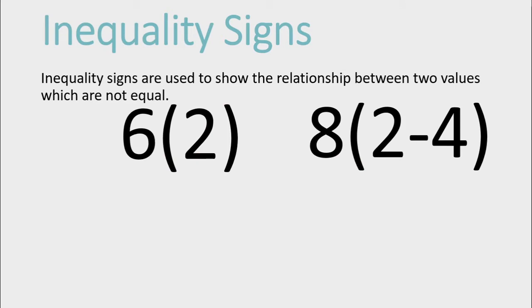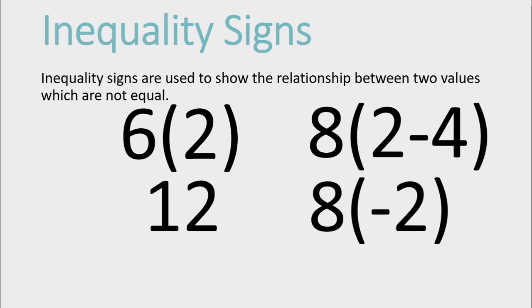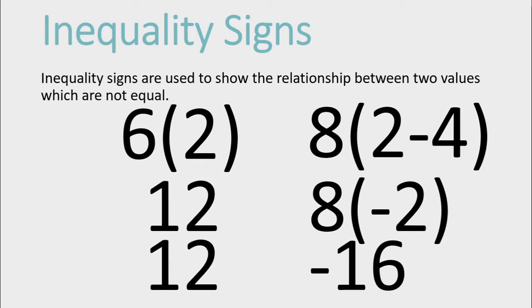Again, here's an example of two expressions which are not equal. 6 times 2 is 12, and 8 times, in brackets I've got 2 minus 4, that's 8 times minus 2. 8 times negative 2 is negative 16. So here clearly 12 is not equal to negative 16. 12 is bigger than negative 16. So I'll put this symbol here where I've clearly pinched down the smaller side of the equal sign. Negative 16 is smaller than positive 12. Keep that in mind. Any negative number will always be smaller than any positive number.